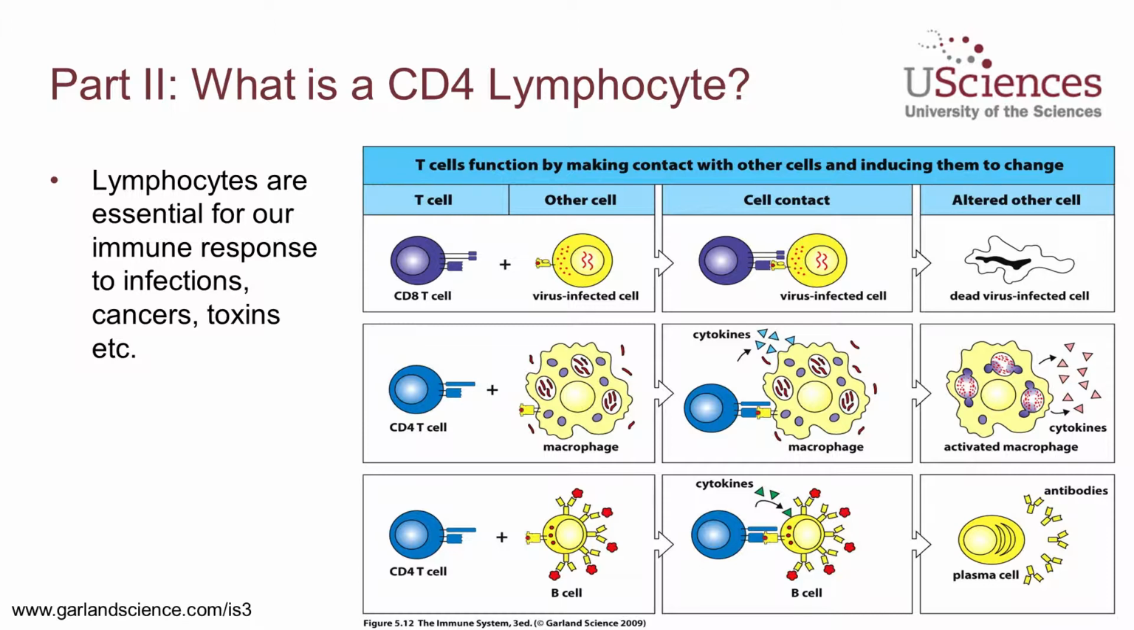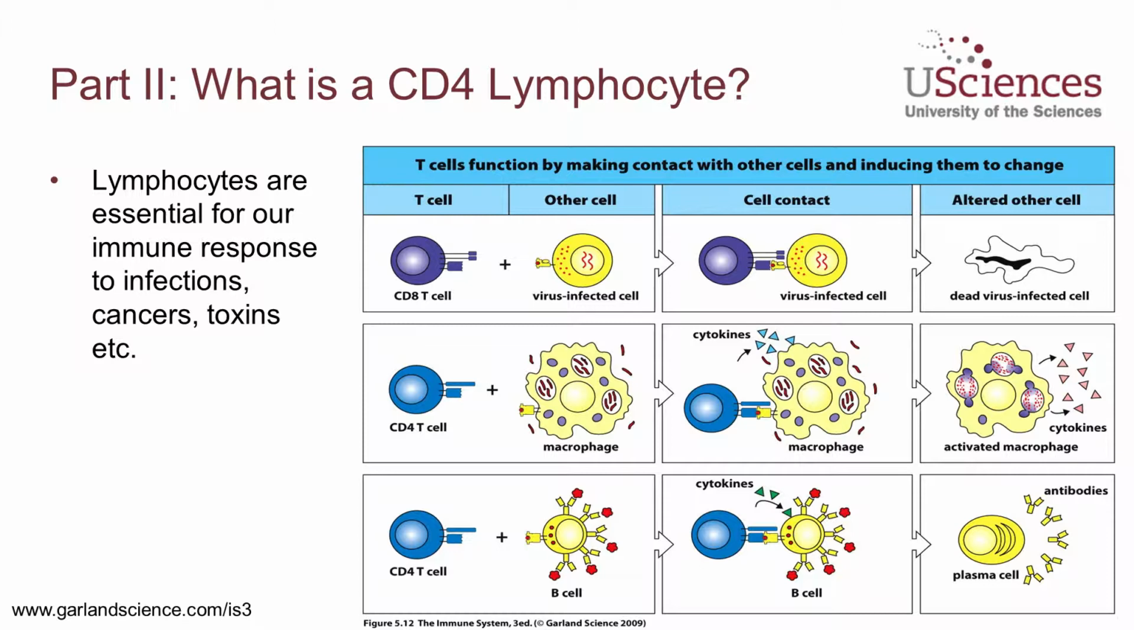B lymphocytes' major job is to produce antibodies. Antibodies are basically produced by B lymphocytes against anything foreign or altered that they see. They're very specific, and they react to only one type of infectious agent or one type of invader.